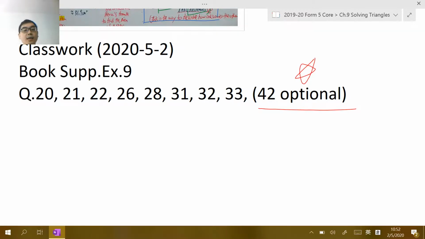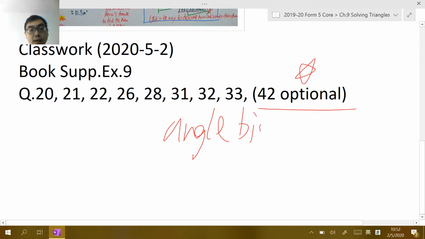But for the first 8 questions, they are all important, especially the level 2 questions, meaning those starting from 26. Some problems ask you about the concept of angle bisector. And I would like to say that the angle bisector concept would be highlighted in DSE. So make sure you can do the first 8 questions during these 4 days.